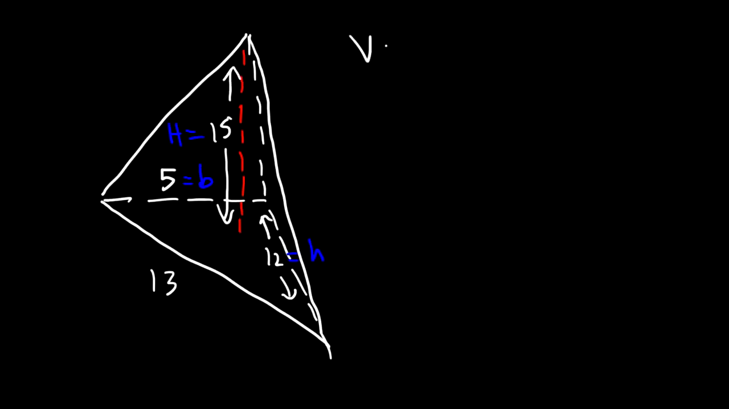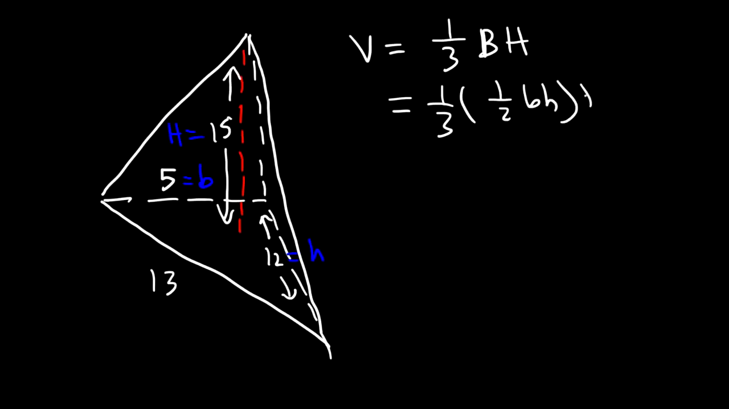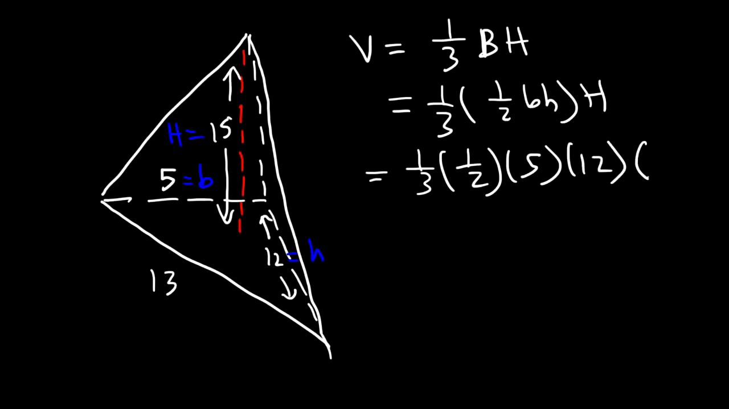So now let's use the formula. Volume is 1/3 the area of the base multiplied by the height of the pyramid. So that's 1/3 times the area of the triangle, which is 1/2 base times height, multiplied by the height of the pyramid. So the base of the triangle is 5 units long. The height of the triangle is 12 units long. And the height of the pyramid is 15 units.